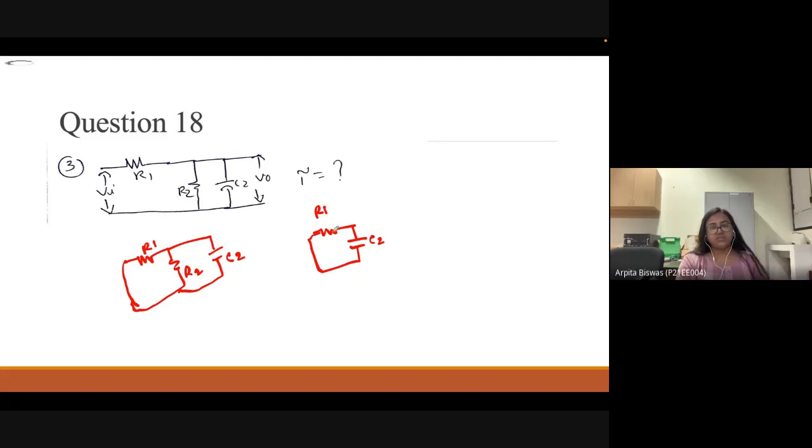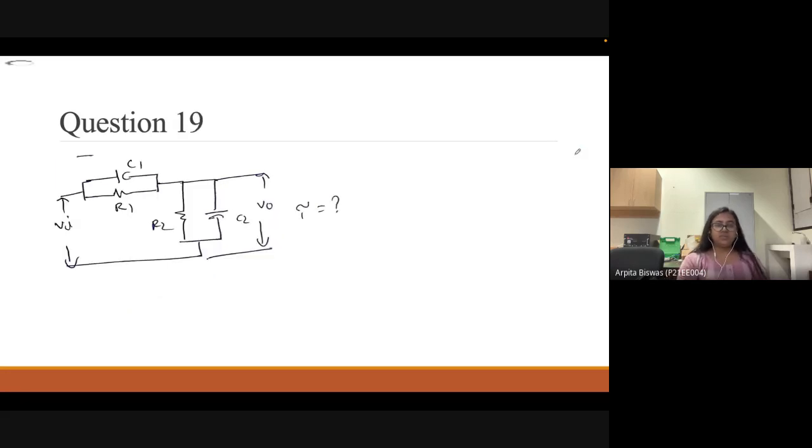Then just convert it into this simple RC circuit, or R equivalent, C equivalent circuit. So R1 into R2 by R1 plus R2. So this time constant will be R1 into R2 by R1 plus R2, multiplied by C2. So this is the right answer.